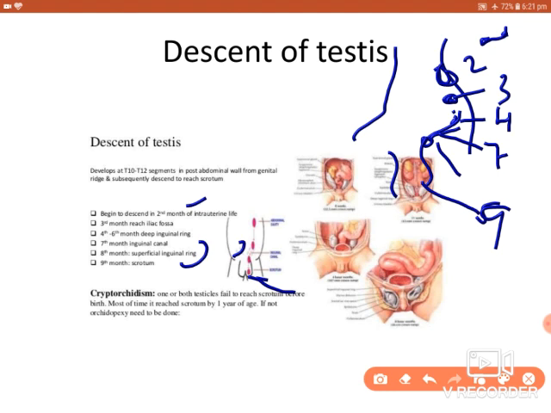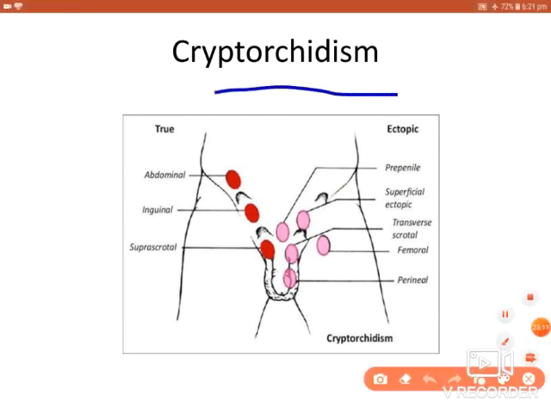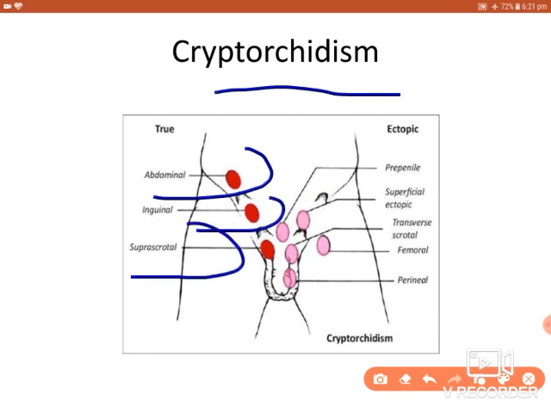If the testis fails to descend, that condition is called cryptorchidism. Here you can see cryptorchidism. The testis fails to descend into the normal position. It may be in the abdomen, or in the inguinal region, or suprascrotal, above the scrotum. That condition is called cryptorchidism.